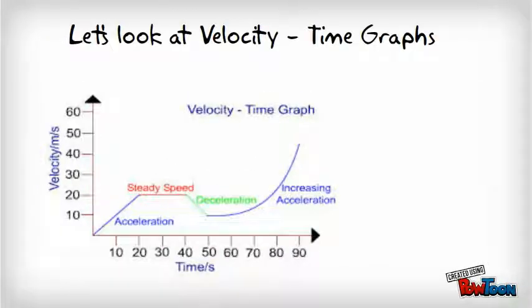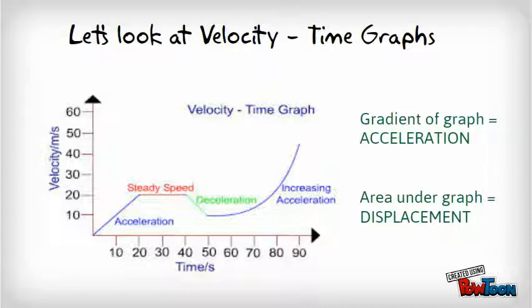And if we look at a velocity time graph, we start off from 0 meters per second and increase steadily to 20 meters per second. We've got steady acceleration. And then we maintain it at 20 meters per second for a little while, which means we've got steady speed. And then we decelerate. And in the final portion of the curve, we've got increasing acceleration because the gradient of the line isn't straight, it's getting increasingly steeper.